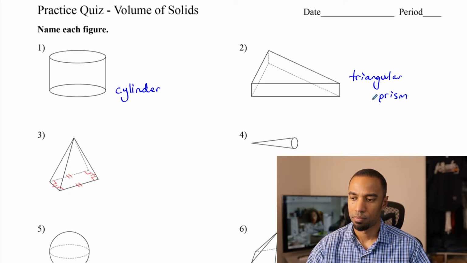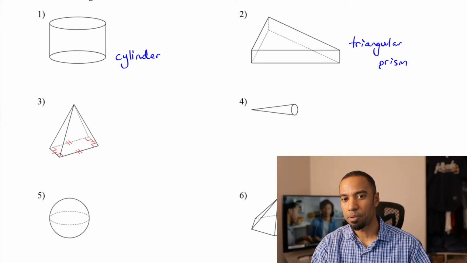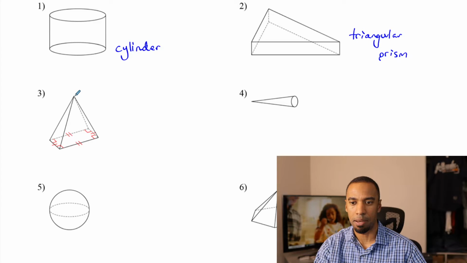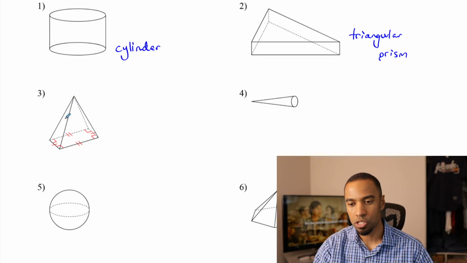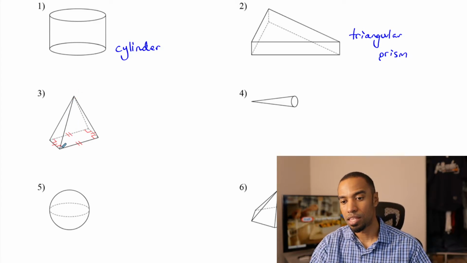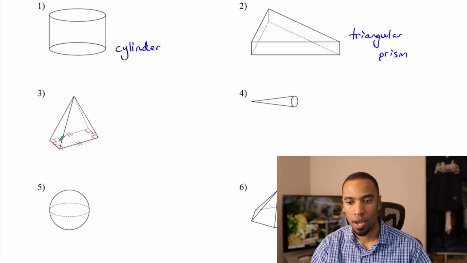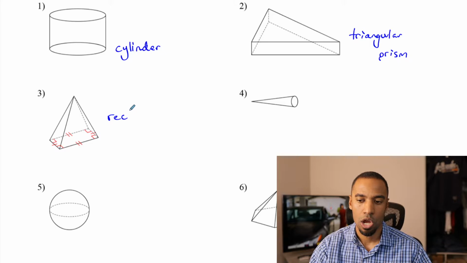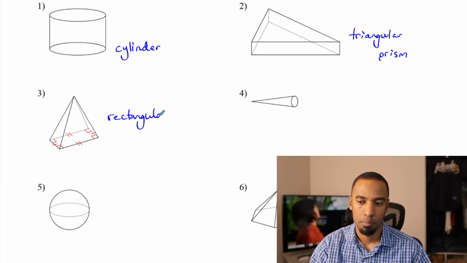Number 3 is a pyramid because it has a singular base, and then all edges from the corners of that base meet up to the apex right here, but it is also named based off its base. This base happens to be a rectangle: all right angles and opposite sides congruent, but not all sides congruent. This is a rectangular pyramid.